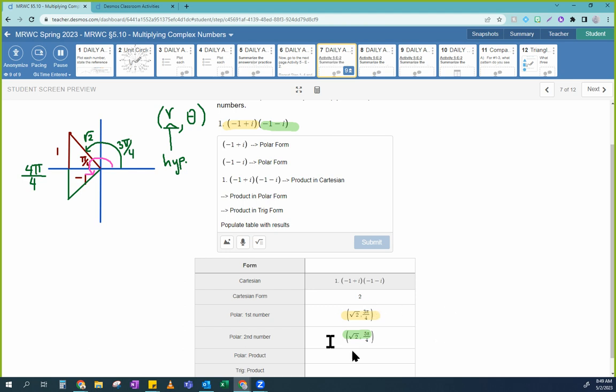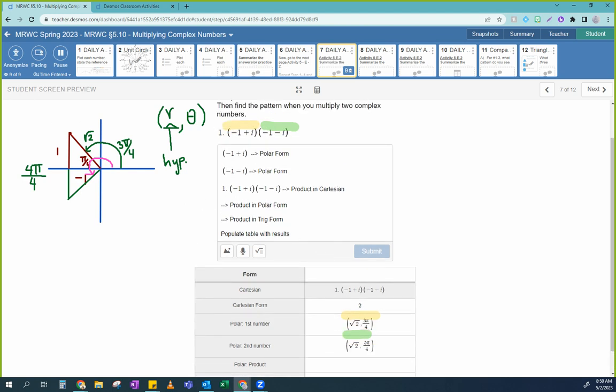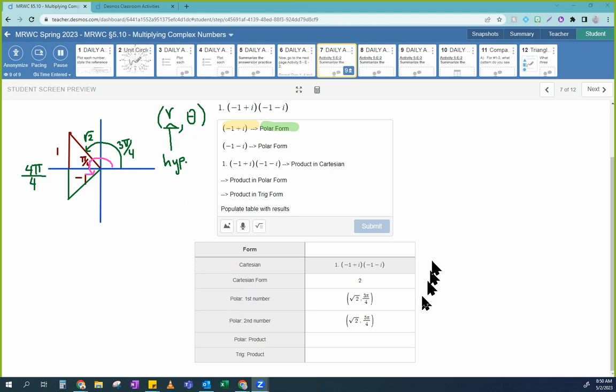And that's it. So this part here should be really comfortable. Now I'm going to layer on this new part. When you're layering on the new part, this is how you multiply complex numbers in polar form.